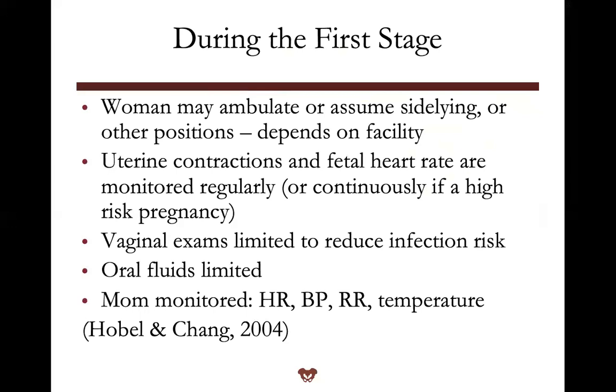So uterine contractions and fetal heart rate are typically going to be regularly monitored. And if a woman's in a high-risk pregnancy, those may be continuously monitored. Vaginal exams may be limited to help reduce infection risk. Oral fluids may be limited. Food intake is often going to be limited, and this is in case mom needs to suddenly be sedated. They don't want her to aspirate if they have to do that. And then they're going to be checking mom's heart rate, blood pressure, respiratory rate, and temperature.